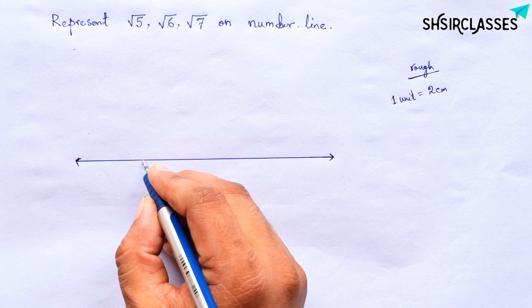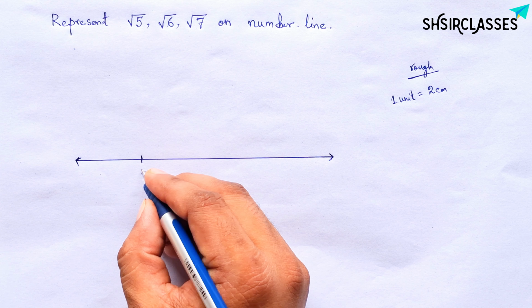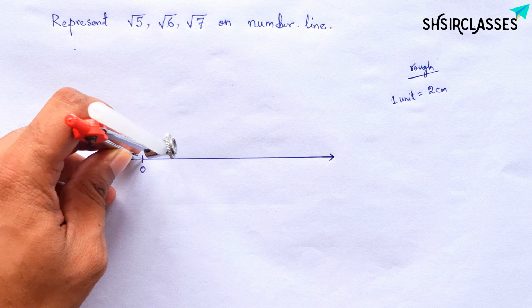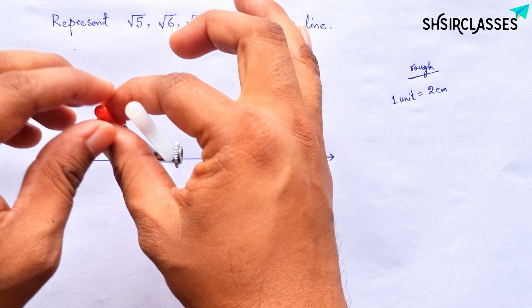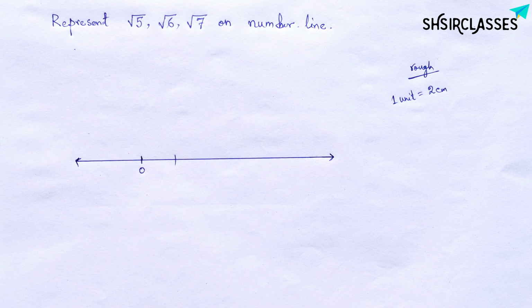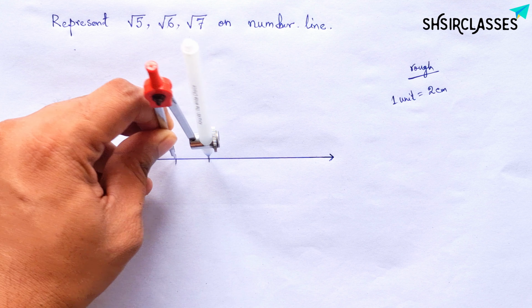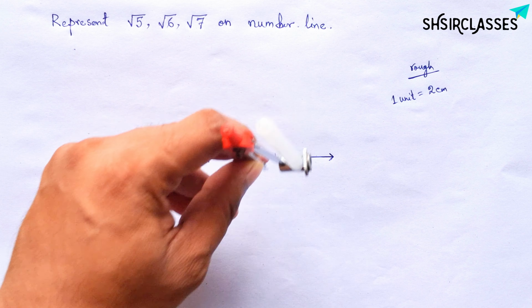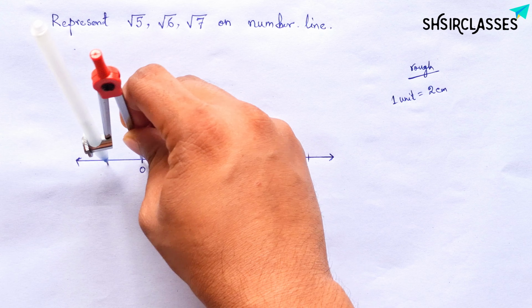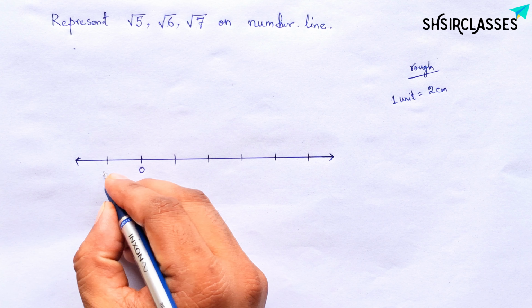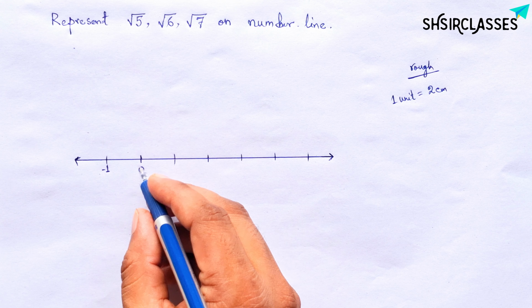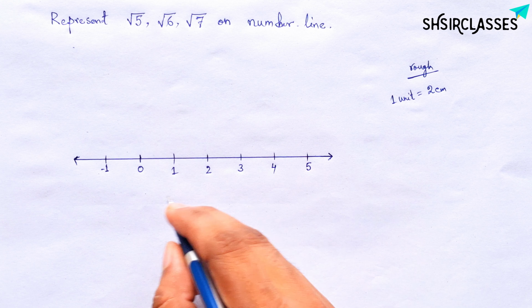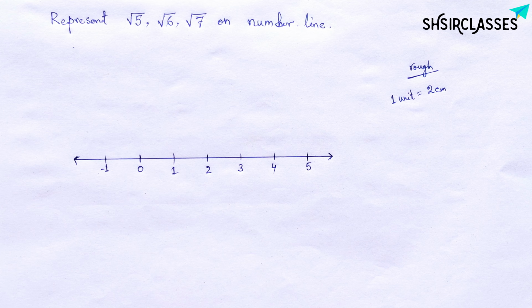Now mark a point on the line and label it 0. Then put the compass on the point 0, take 1 unit equal to 2 centimeters, and mark the line to make a number line. Put the compass here and cut here. So label -1, then 0, then 1, then 2, 3, 4, 5 and so on. So this is a perfect number line.